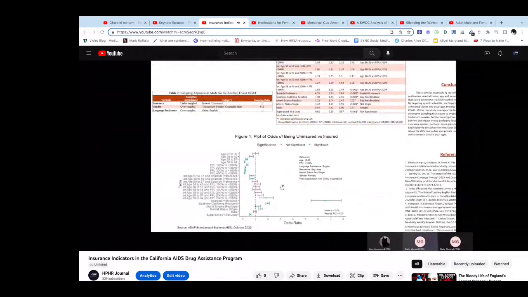Now looking at the figure. Values on the left-hand side of the dotted line are less likely to be uninsured, while those on the right-hand side of the dotted line are more likely to be uninsured, with the dotted line at 1 being the cutoff point. Significant values are identified in blue and insignificant values are identified in red.